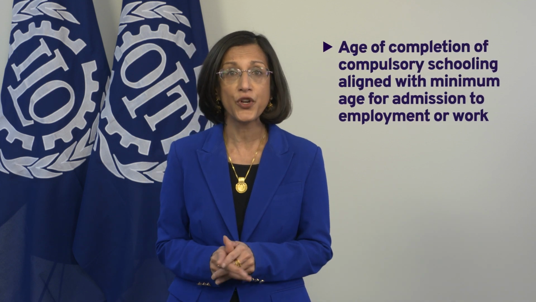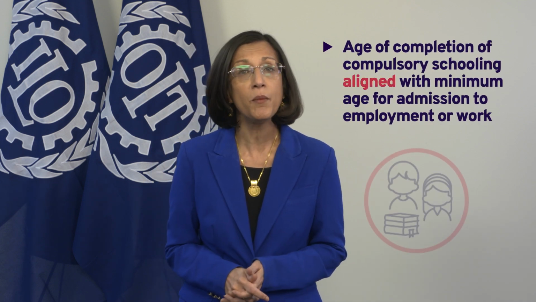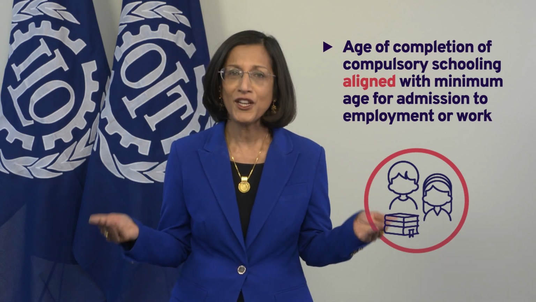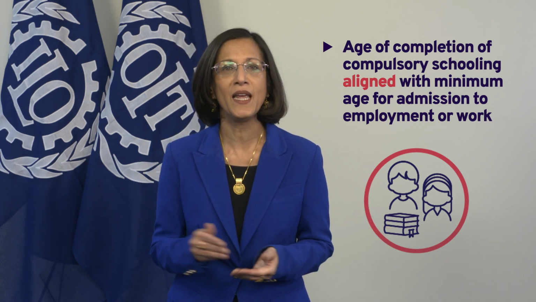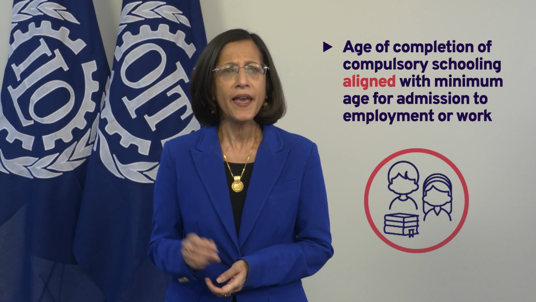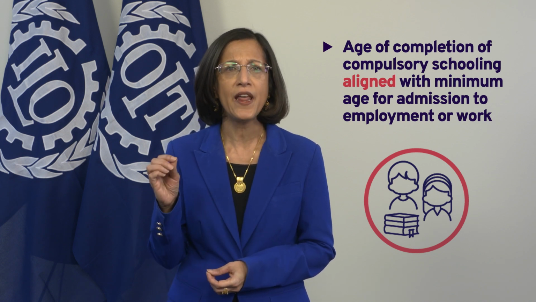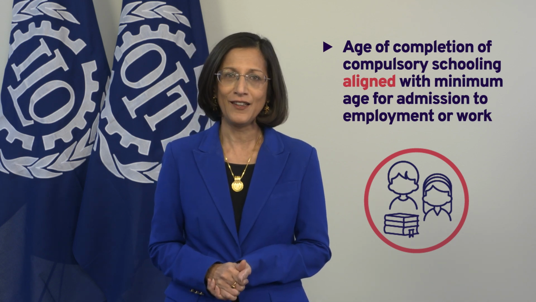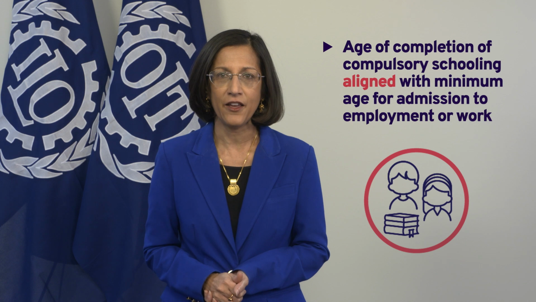Now, the convention also requires ratifying states to set another important age, that of compulsory education. It provides that this age of compulsory education should be aligned with the minimum age for admission to work. Now, it is a known fact that education is one of the best means of preventing child labor. It is important that children have at least basic education to be prepared for a productive and fulfilling work life.